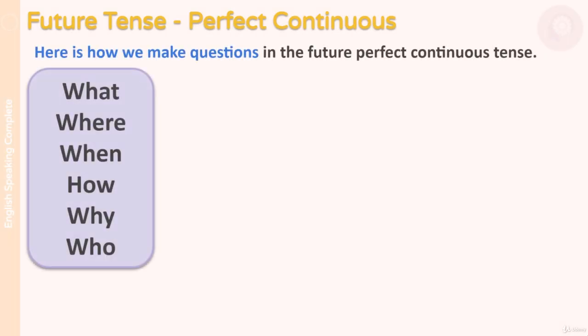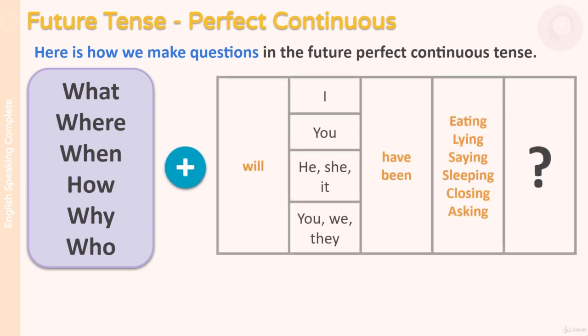Okay, let's see the question form of this tense. Begin with our 6 W's, or you can if you like, plus will, plus subject pronoun, plus have been, and then we add the ing verb. We can add more detail at the end, or we could also add some detail at the very start as well. Let's see an example.